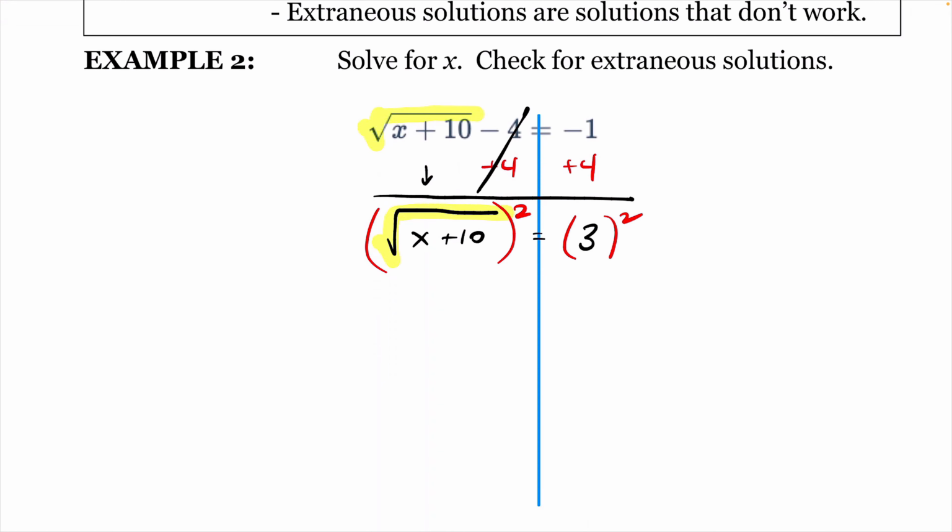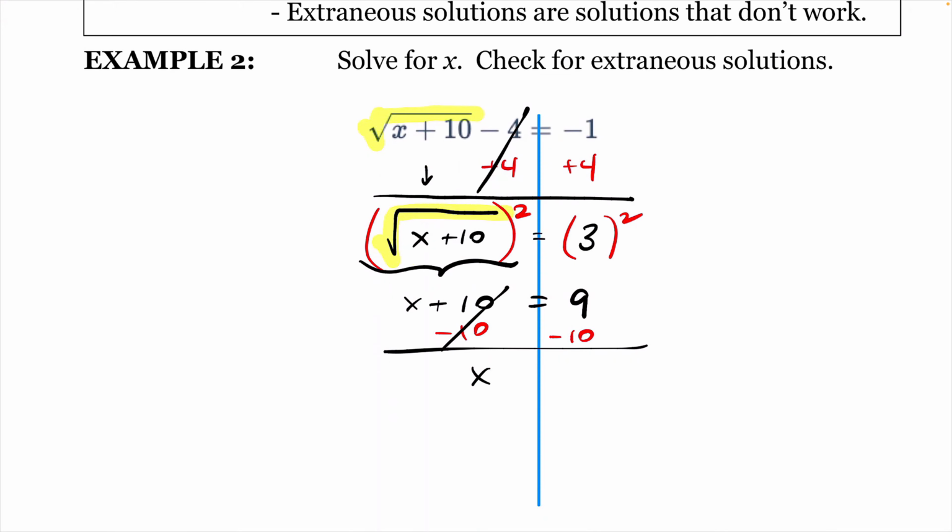Okay? So here we go. 3 squared. What is 3 squared? Not 6. 9. Good. Here we go, we saw this up at example 1. What's the square root of x plus 10 squared? X plus 10. Inverse operations, they just undo themselves. Get x by itself. Subtract 10 from both sides. That's step 3. Step 3 is just get x by itself.